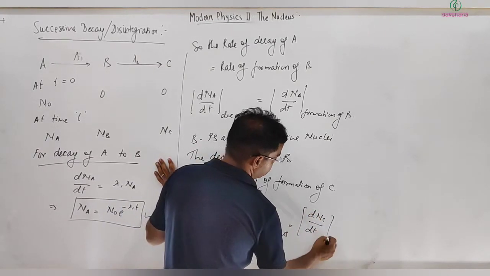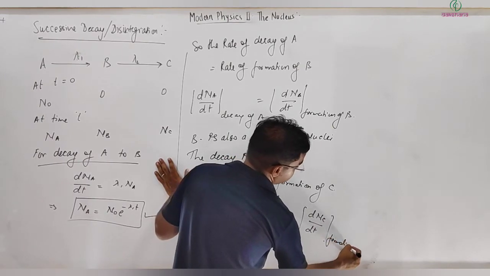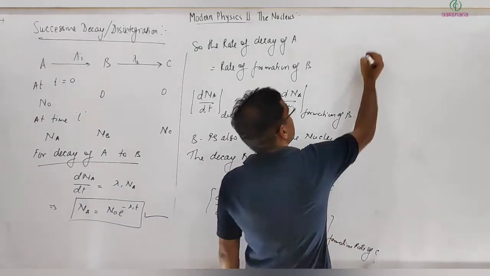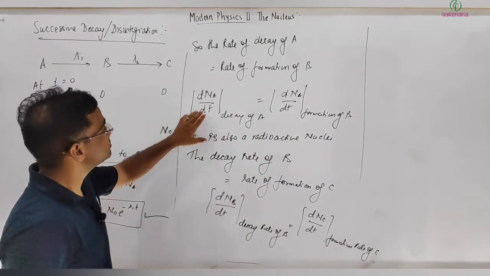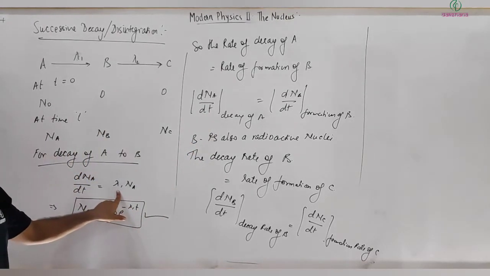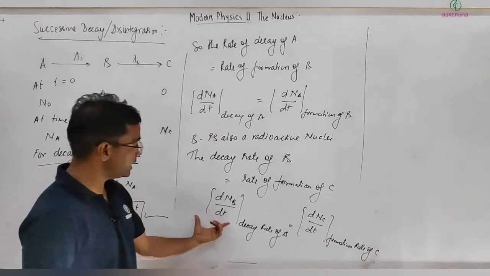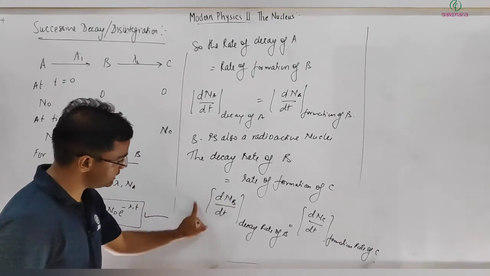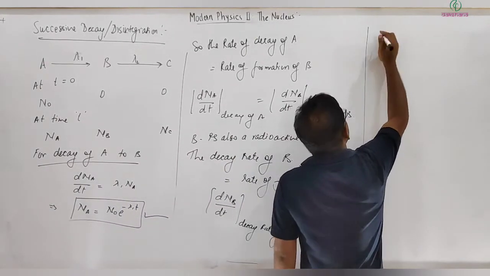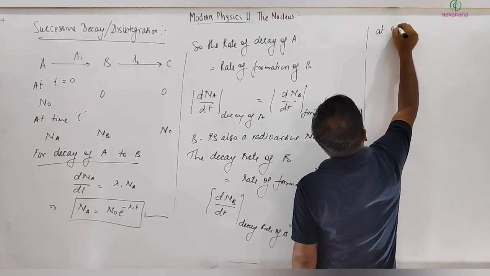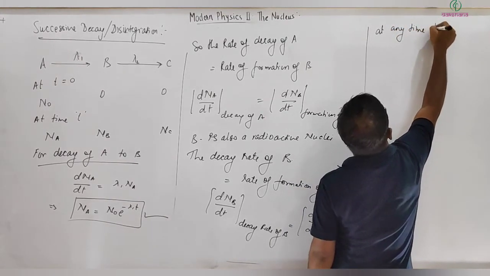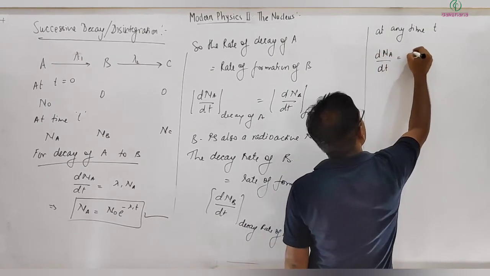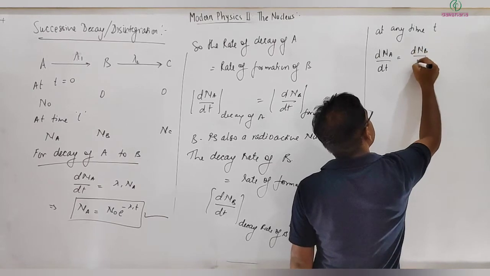dNC by dt, the formation rate of C. Understanding? So now this can simply be written as lambda 1 into Na. At any time t, if Nb is the number of nuclei of B, then I can write dNA by dt is equal to dNB by dt.